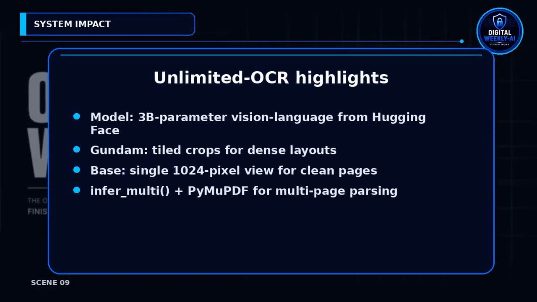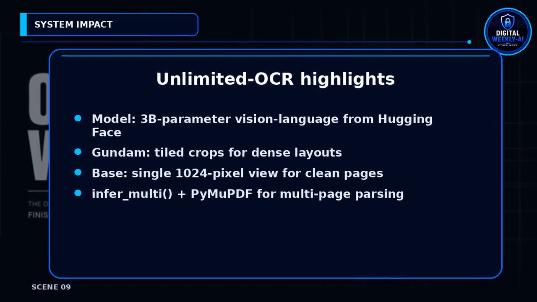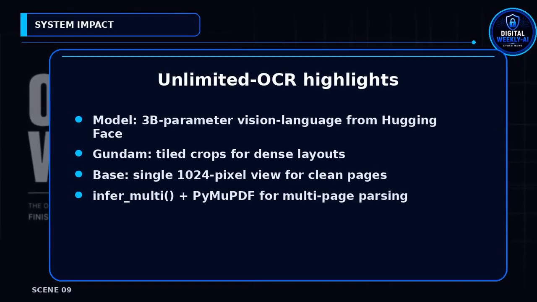The Baidu Unlimited OCR tutorial shows a practical document workflow. It loads a 3B parameter vision language model from Hugging Face. It automatically selects bfloat16 or float16 based on GPU support. 2 modes are compared: Gundam with tiled crops for dense layouts, and base with a single 1024 pixel view for clean pages. PyMuPDF is used to rasterize multi-page PDFs, and Infer Multi parses the whole document in one long inference run. These choices trade accuracy and layout fidelity for speed and complexity.